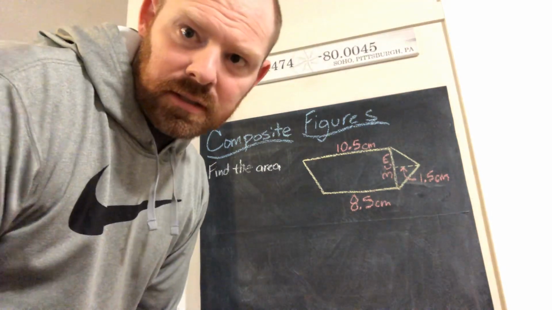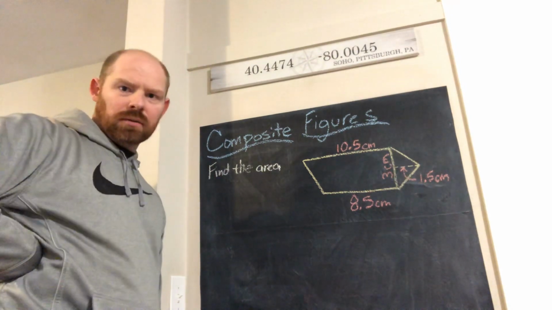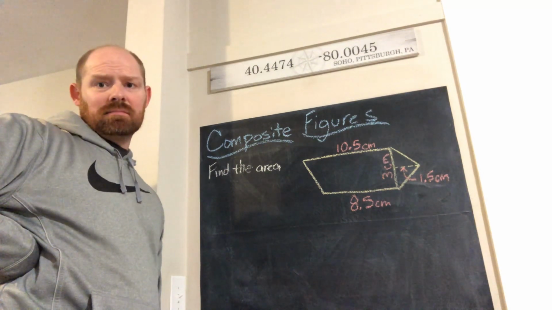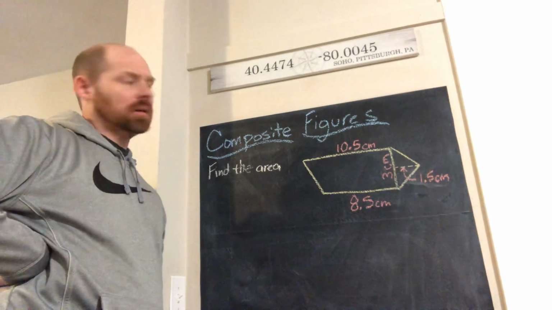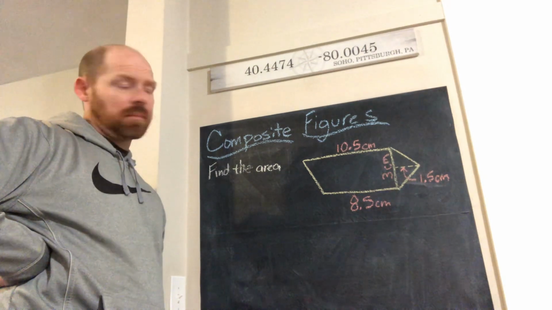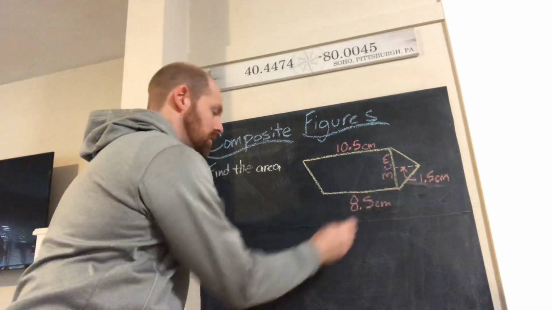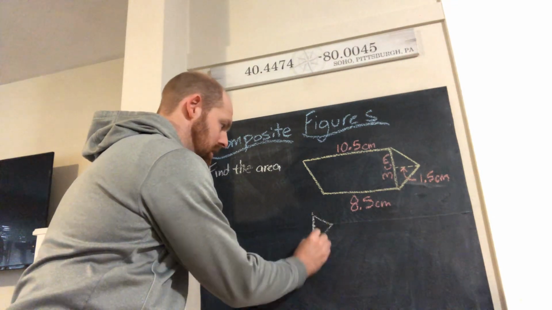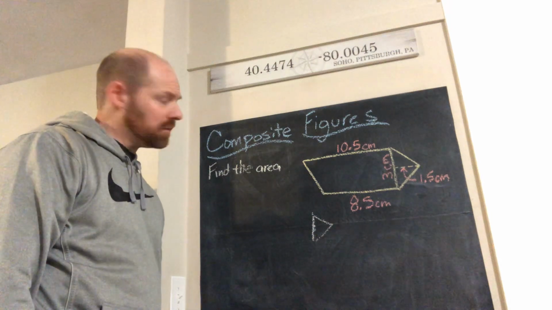Math 7 students, we are here to learn, or review, how to find the area of a composite figure. That's just polygons put together, or other shapes put together. What we have to do is find the area of each shape. Well, I can easily see a triangle right here. So I see that this triangle has a base of 3 and a height of 1.5.